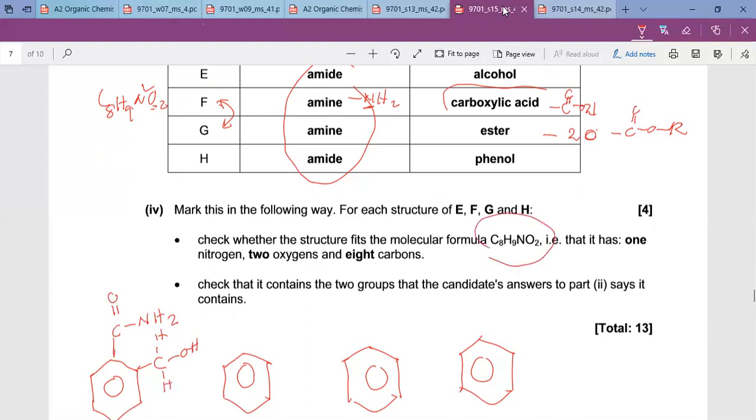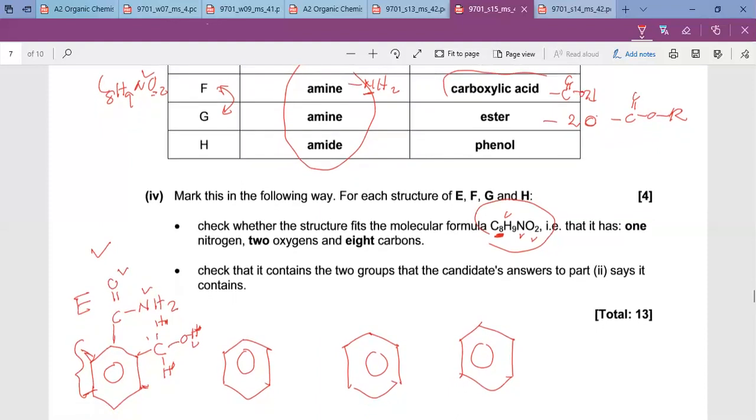Count the carbon, 6 carbon here, 7, 8, isn't it? So 8 carbon. Now, one nitrogen. 2 oxygen. Okay, hydrogen. There are 4 here. 1, 2, 3, and 4, 5, 6, 7, 9. Correct. So this is your E. Do you understand what I'm saying? Okay, now I'm going to put down a bit because I need the space.